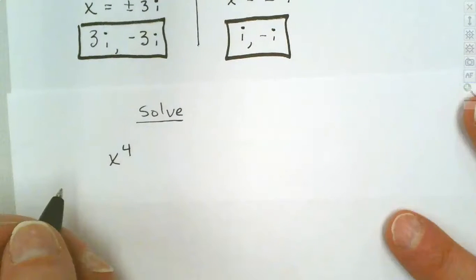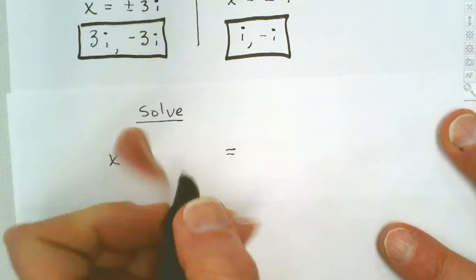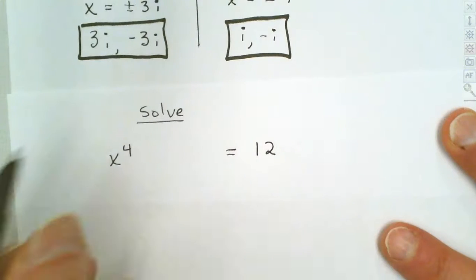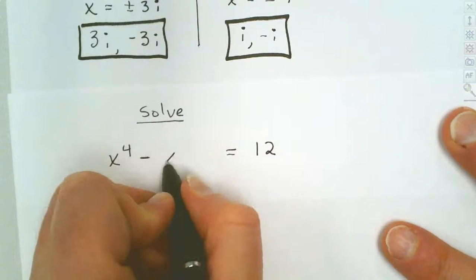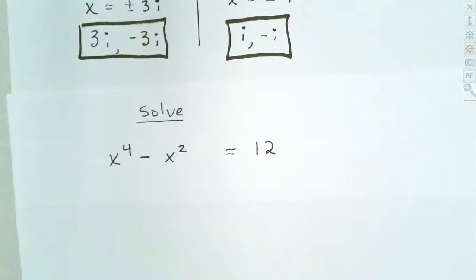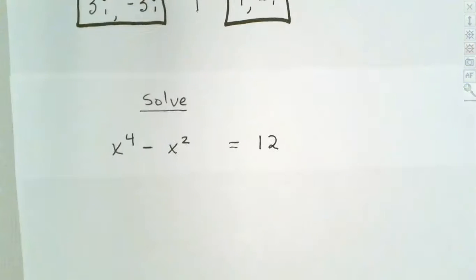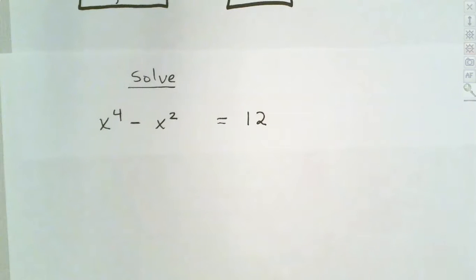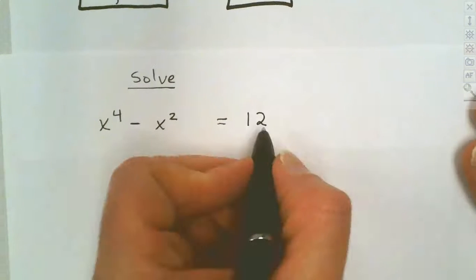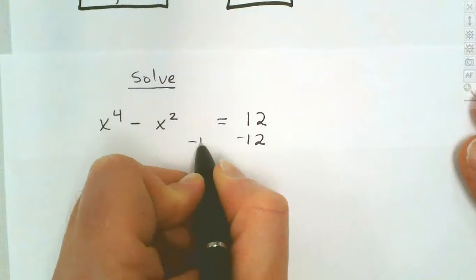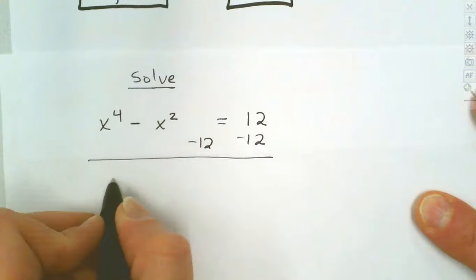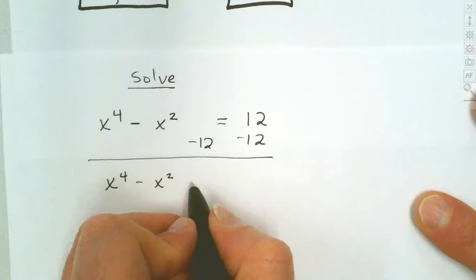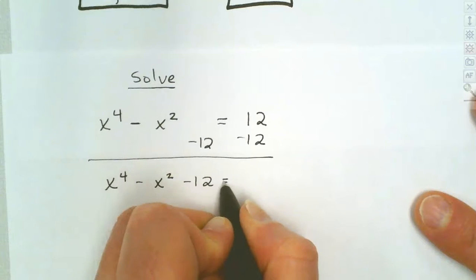About x to the fourth. And then on the right, I'll use a 12. And how about we use a minus x squared in the middle? So again, a pretty easy one to solve here. Treat it like any other polynomial. What are we going to do? Set it to 0. So move that 12 over. That leaves me then with x to the fourth minus x squared minus 12 equals 0.